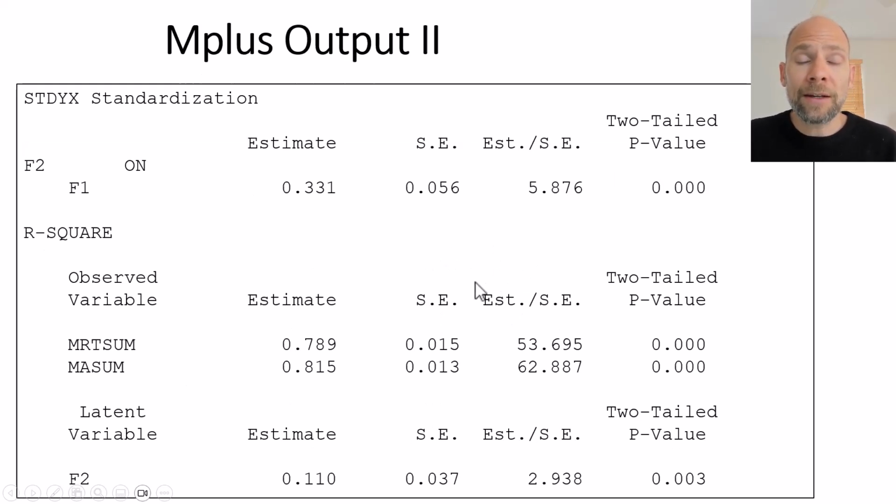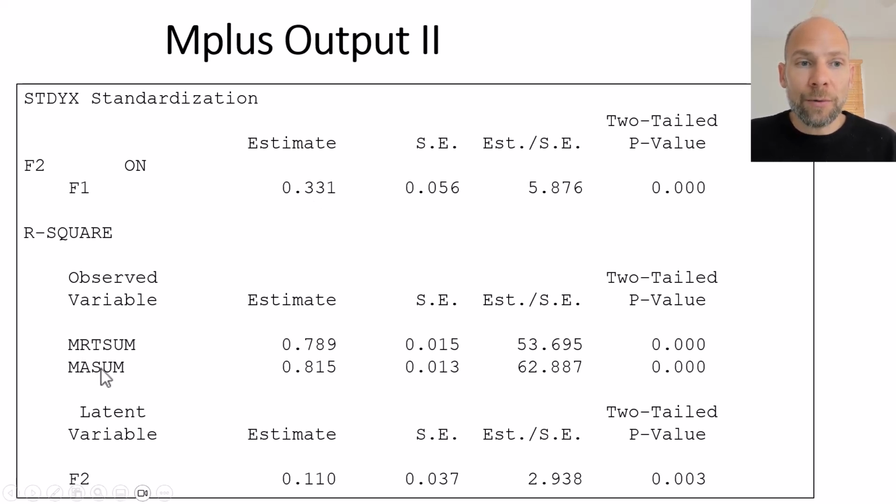Furthermore, you get standardized estimates as well as you would for a multiple indicator model. So in this case, this would then be the standardized regression coefficient 0.331. And again, it's significant. You can see that here from the p-value. So there's a significant linear relationship between the math factor and the spatial ability factor.